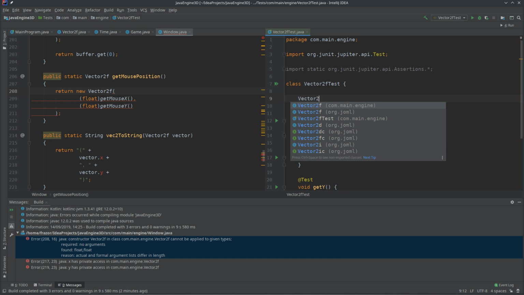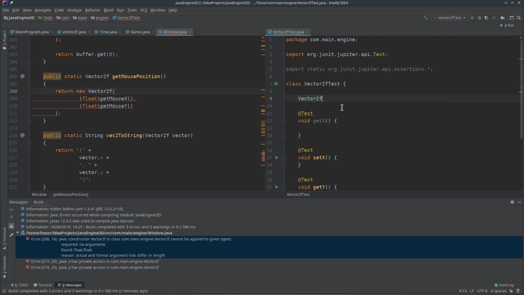Vector2f, and I want not the JOML one, I want ours, which is the top one. Okay. I'm going to call it a victim because I think it's going to be a victim of slapping around in the tests. And I'm going to just say I want it to be, what should we pick? 1.0f, comma 2.0f. Okay.